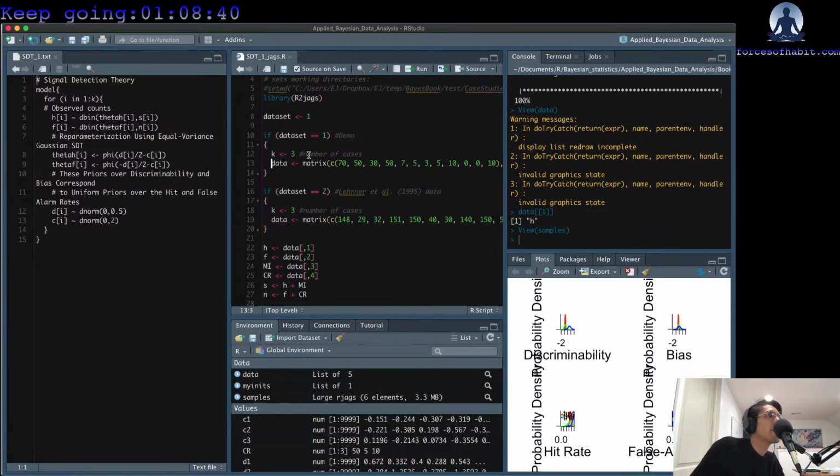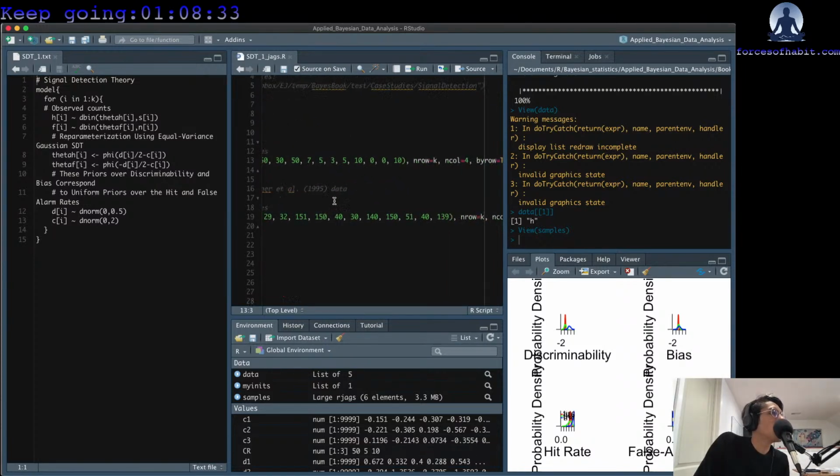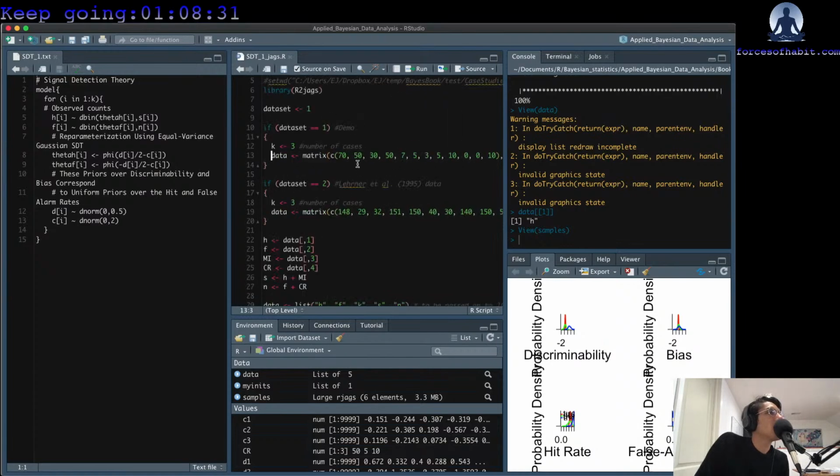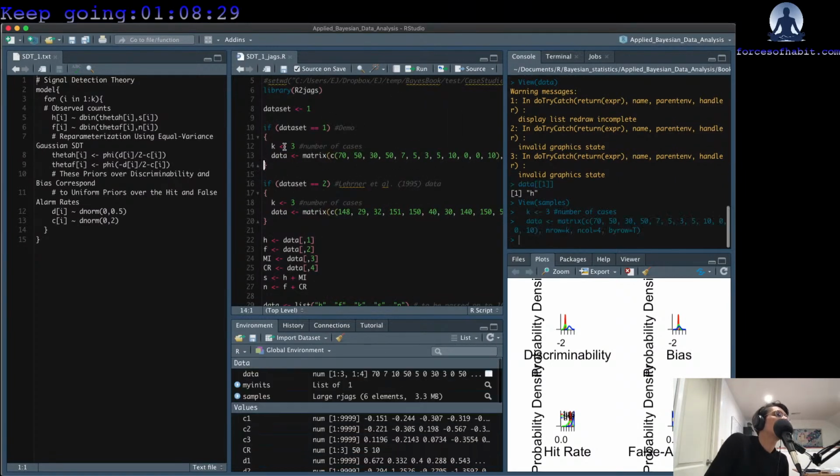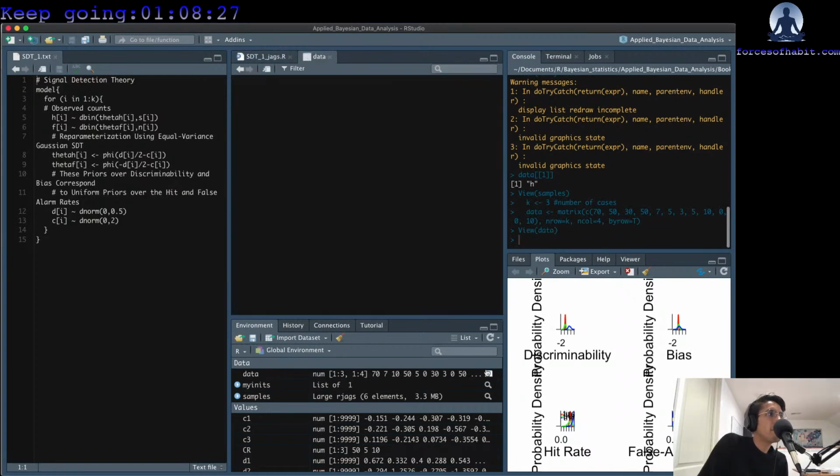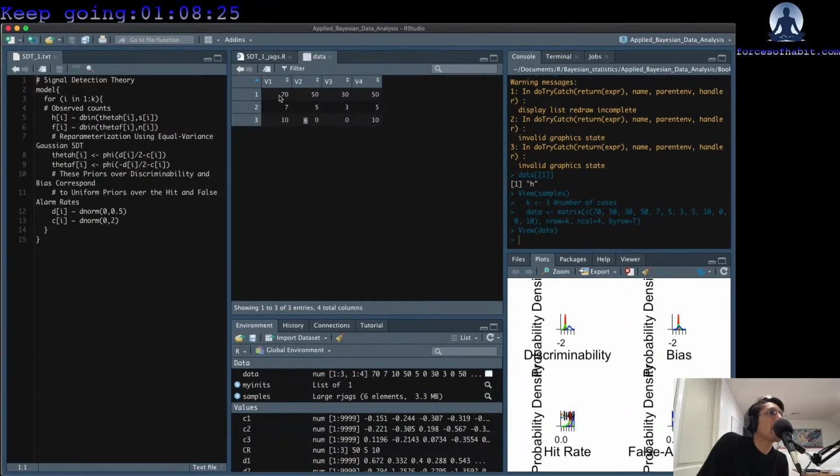So it's cases. So cases could be like subjects, maybe. 4 values for each. I see now. Hits.